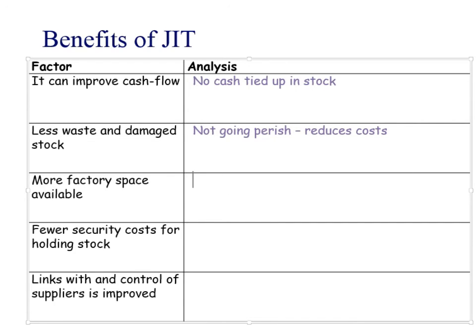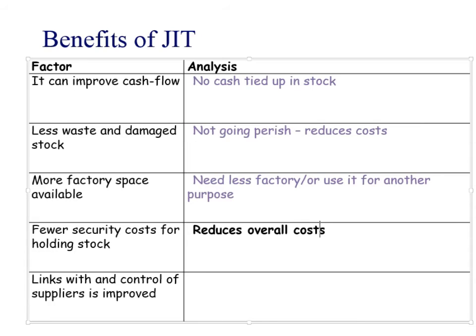More factory space available, so maybe you need less factory space, so that could reduce your costs. Or you could say use it for another purpose, maybe expand into producing other products. Less security costs for holding stock, so we could have that reduces overall costs. I'll just make these two similar.